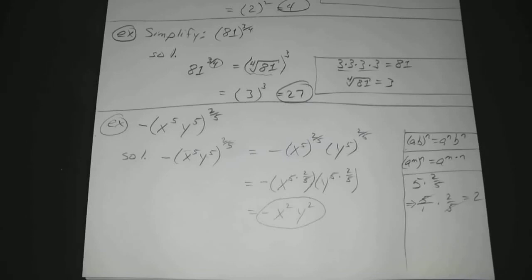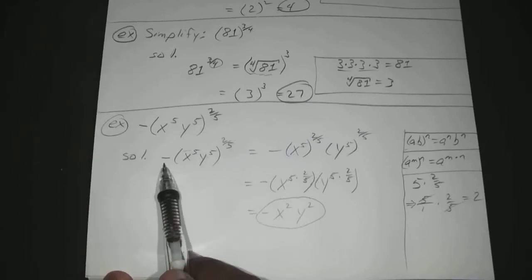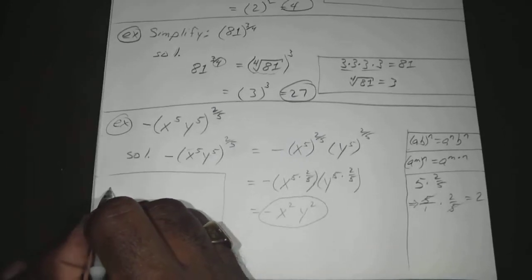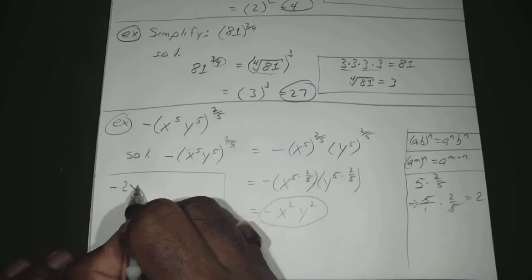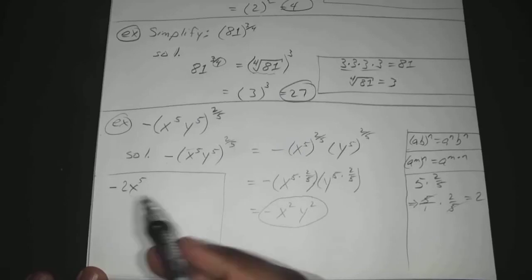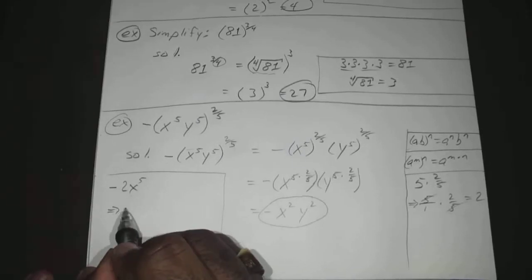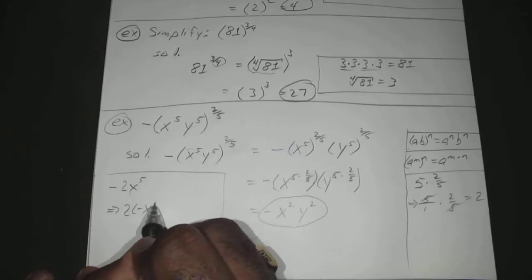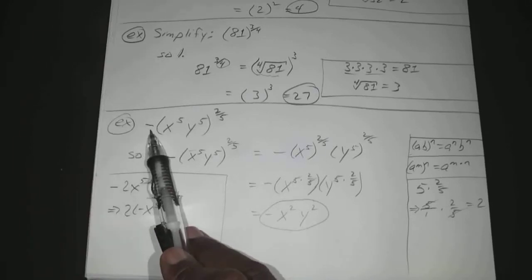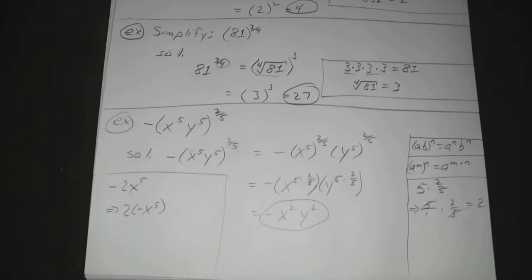Or do you just have to distribute it to the first one? It's not really distributed. Let's say you have negative 2x to the 5th power. You can make it 2 times negative x to the 5th if you wanted to, or whichever one. It's just a negative. You have 3 negative numbers and 2 unknown variables just being multiplied. So you can shift it wherever you want. Okay. All right.